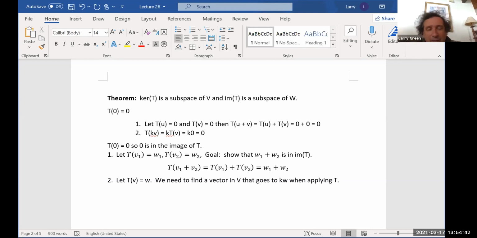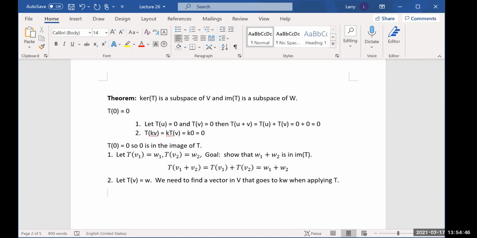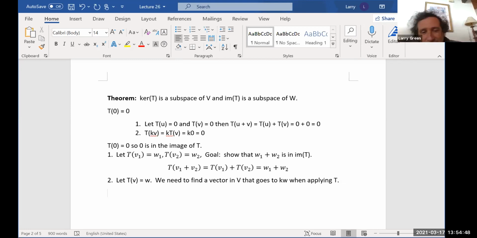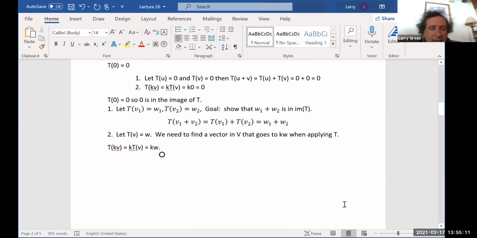What do you think that vector might be? Yeah, well, the vector is KV, right? So the domain vector is KV. So notice that T of KV is equal to K T of V, which equals KW. And that's it. So that's the proof of the theorem. Any questions on it?